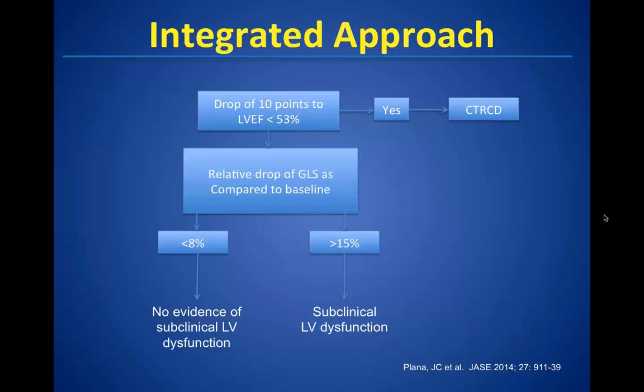The ASC suggests that a relative drop of global longitudinal strain compared to baseline of greater than 15% indicates subclinical LV dysfunction, and this is assuming that there's a less than 10% drop in ejection fraction. What do we do with that patient group is still an area of ongoing research. Whether that group is followed more closely or we introduce a neurohormonal treatment at that time is still an area of research.